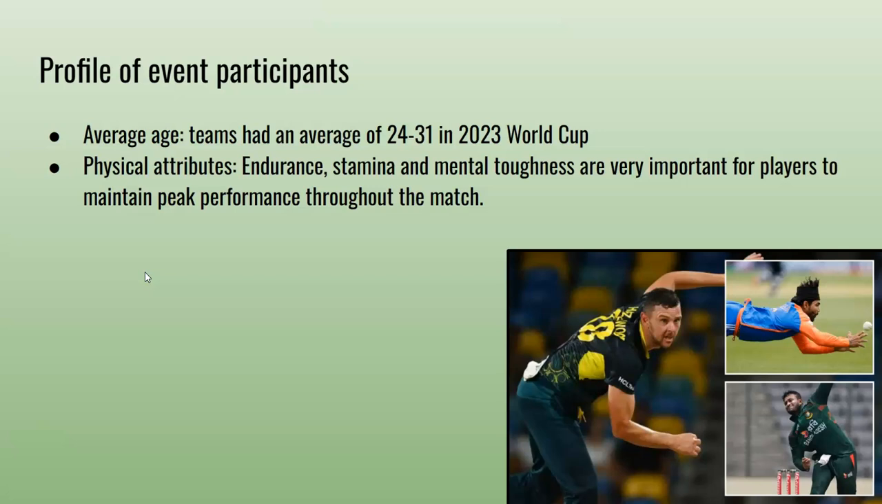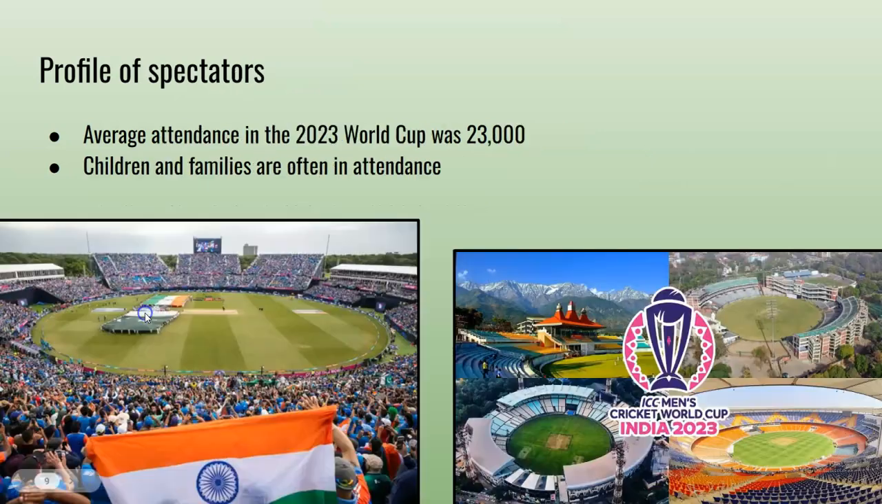A profile of event participants. The average age in last year's World Cup, teams had an average of 24 to 31 years of age. Some physical attributes that are needed: endurance, stamina, and mental toughness are very important for players in order to maintain peak performance throughout the match. Profile of spectators. Last year's World Cup had an average attendance of 23,000. And most of the people in attendance were often children and families.